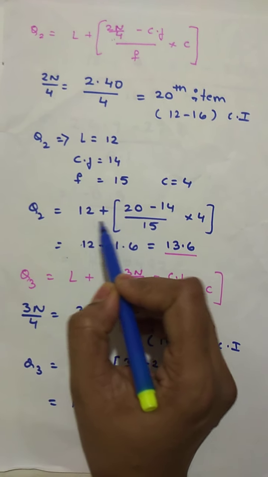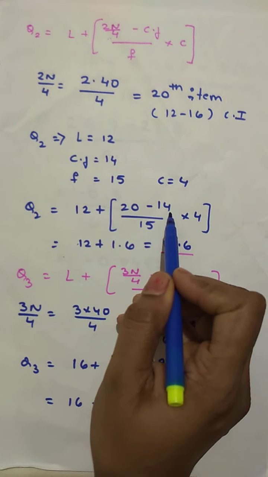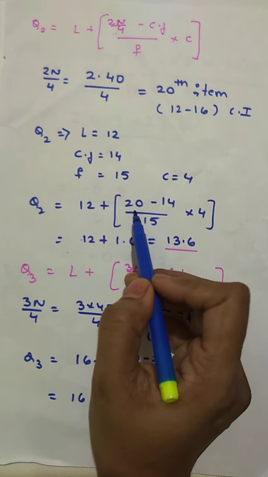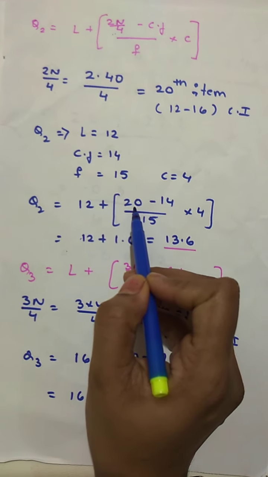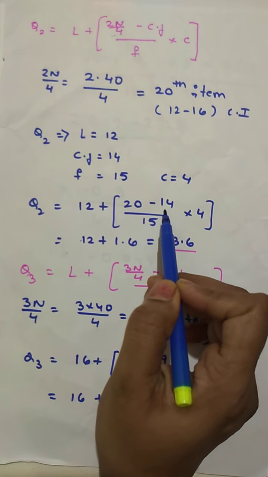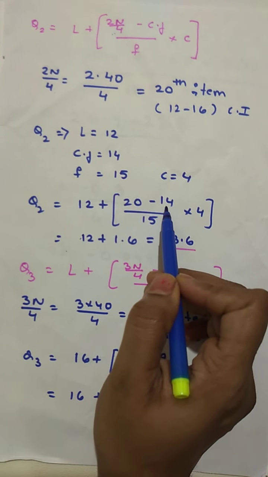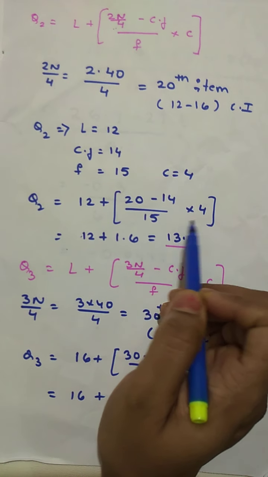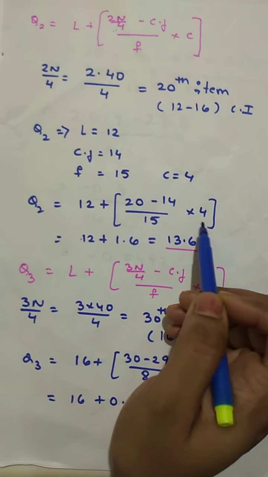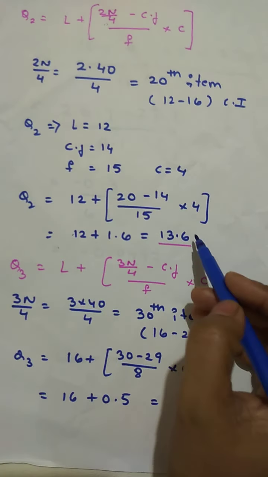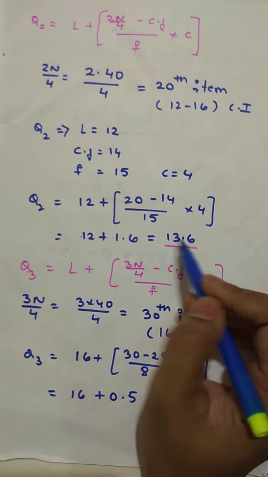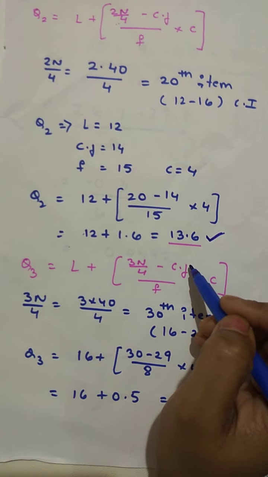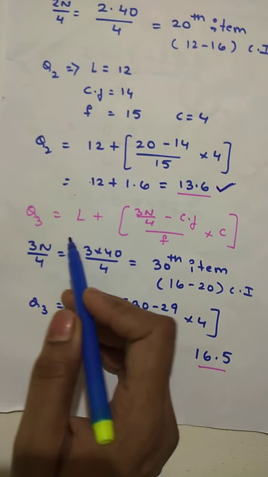Q2 equal to L plus (2n by 4 minus cumulative frequency) divided by F, into C. Here L equal to 12, 2n by 4 equal to 20, cumulative frequency is 14, F equal to 15, C equal to 4, the difference between upper and lower limit. Substituting all the values, we got Q2. Q2 is 13.6. Like this, we need to find the Q3 value.